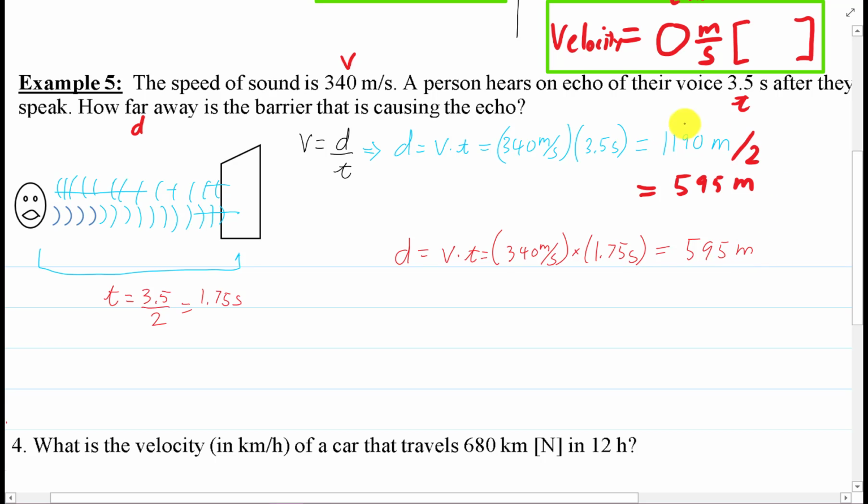Either way, we'd have to end up dividing by 2, dividing the total distance in half or dividing the time in half.